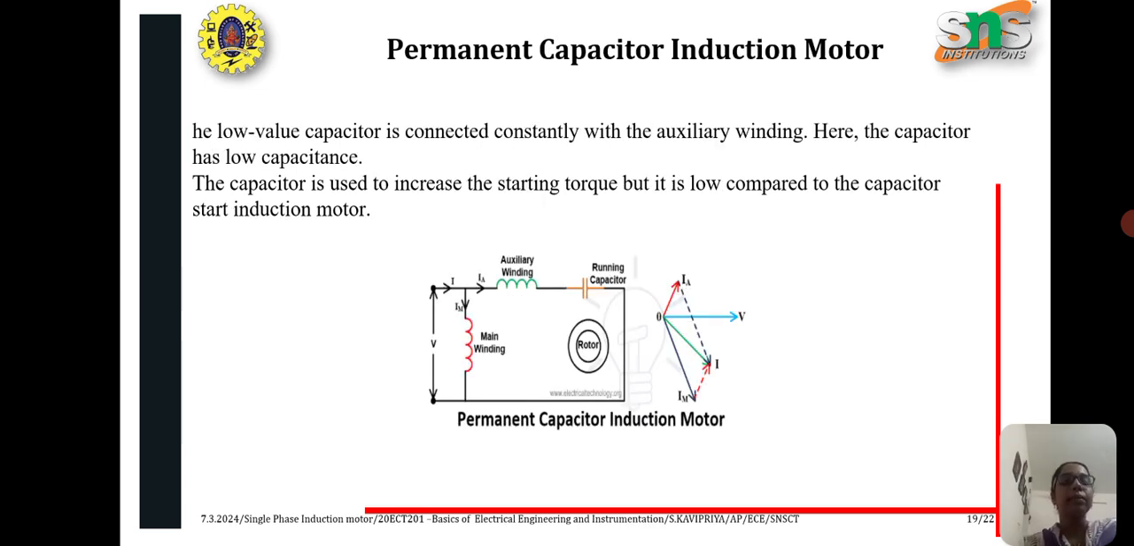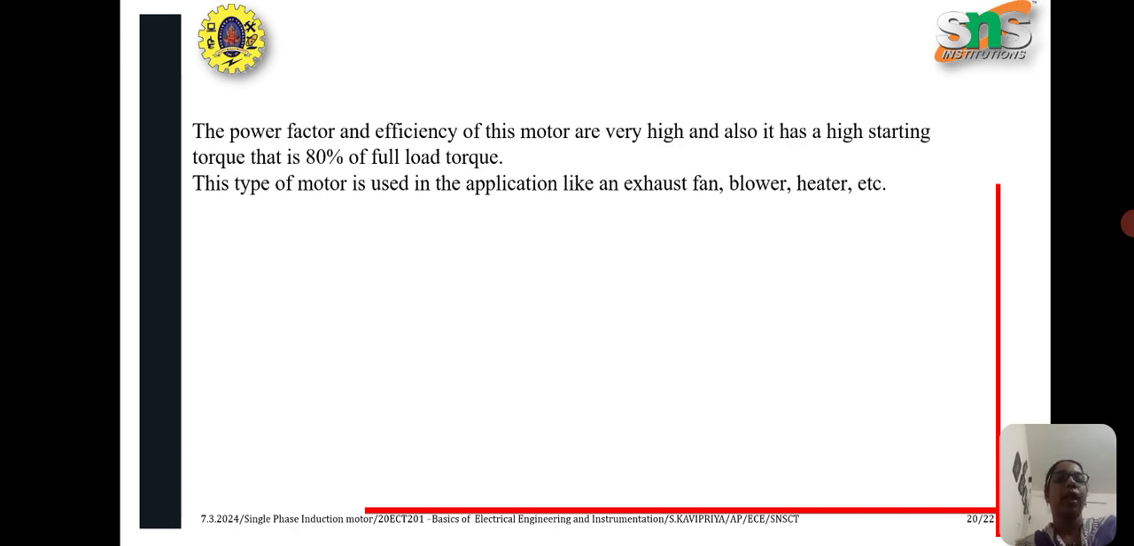And next is the permanent capacitor induction motor. Here we won't have any switch. The capacitor is fixed and the auxiliary winding is also fixed. This type of motor is used in exhaust fans, blowers, heaters and so on.